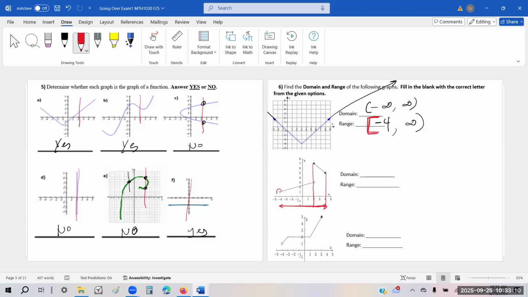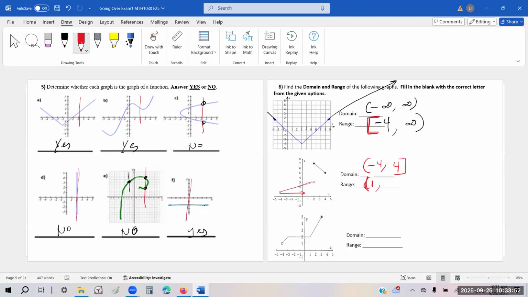And on -4, you have a hole, so it's parentheses -4. But when you reach +4, there is no hole. It's a closed circle, so +4 gets a bracket. Only when you have a visible hole do you use parentheses. Otherwise, it's always a bracket for numbers. And for range, you look at the y's. So this is our smallest point. Our y is 1. So it starts from 1, but we have a hole, so it's parenthesis 1.